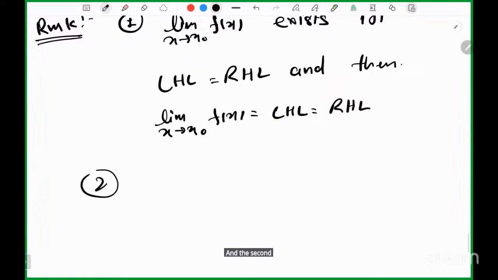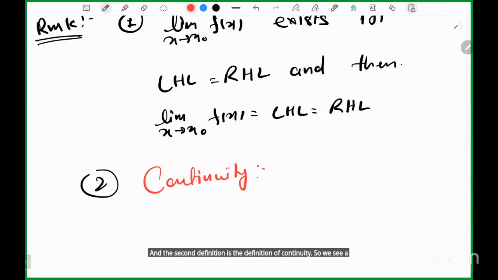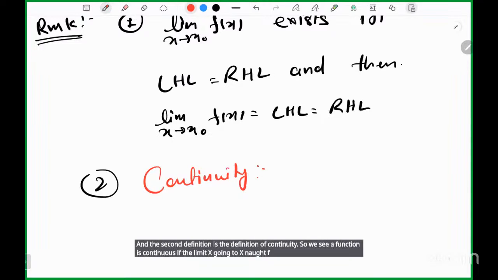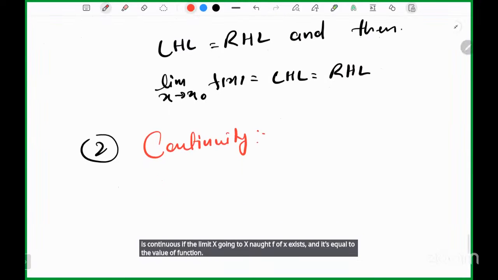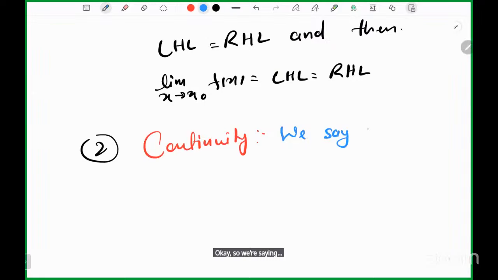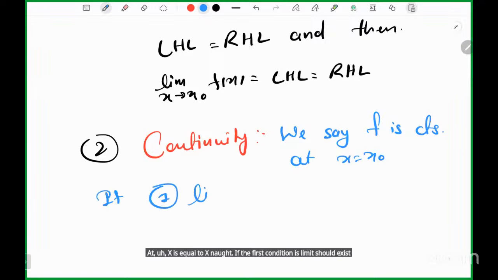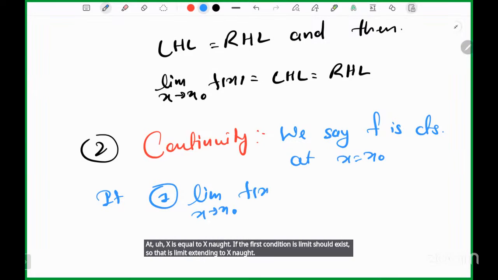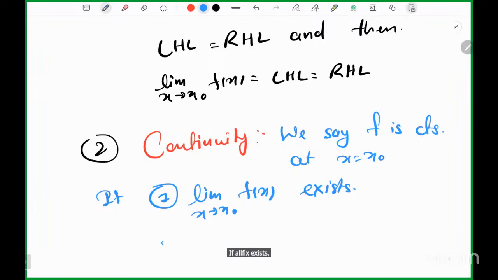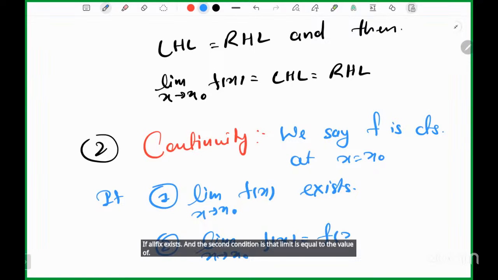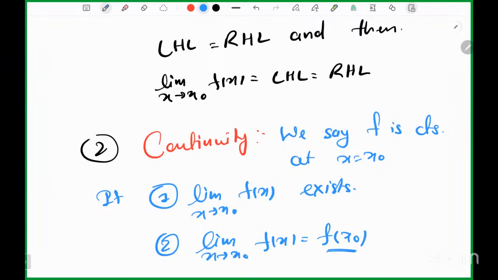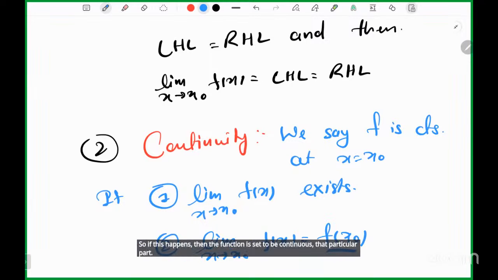And the second is the definition of continuity. We say a function is continuous if the limit as x going to x naught of f of x exists and it's equal to the value of the function. So we say f is continuous at x equals x naught if the first condition is that the limit should exist, that is, the limit as x extends to x naught of f of x exists. And the second condition is that the limit is equal to the value of f of x naught. If this happens, then the function is said to be continuous at that particular point. Okay, is that fine?